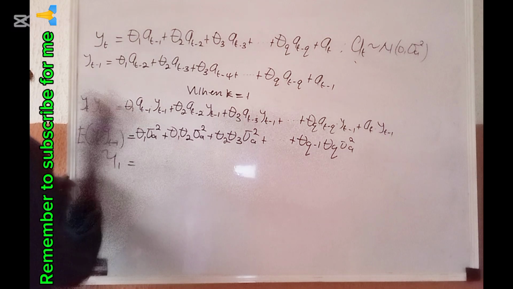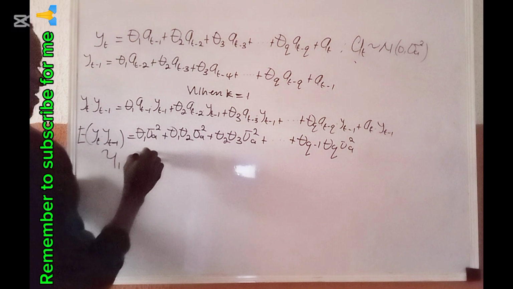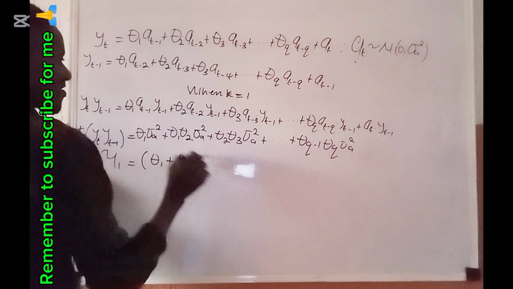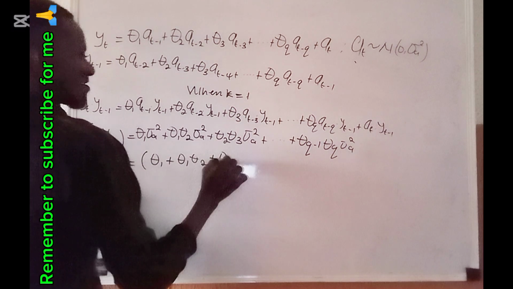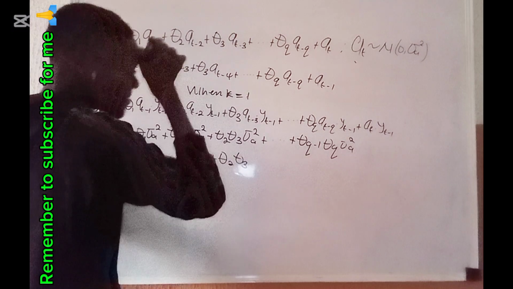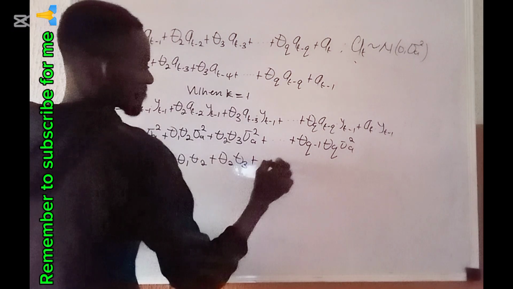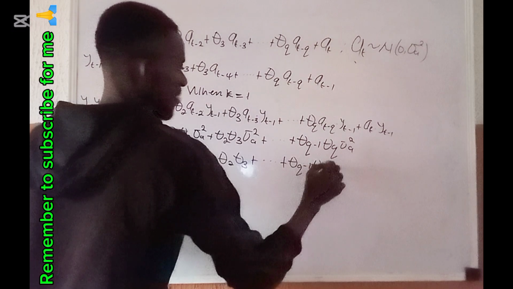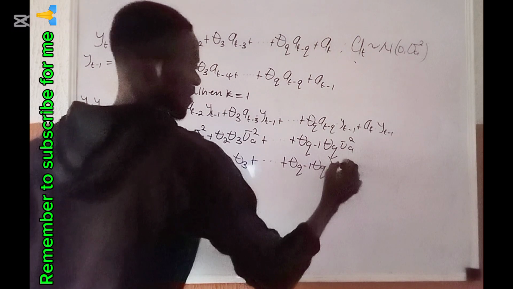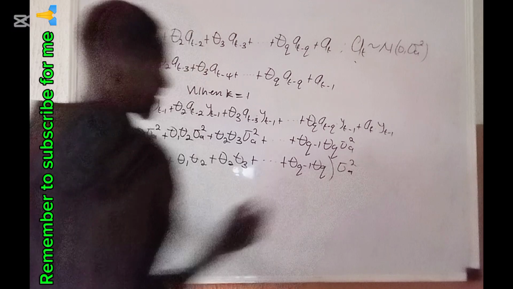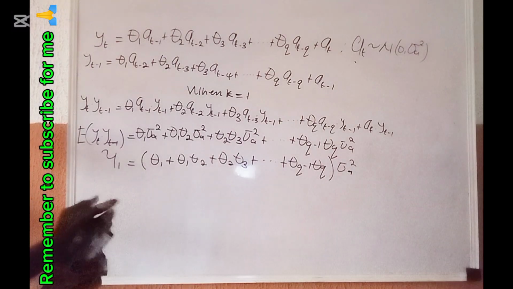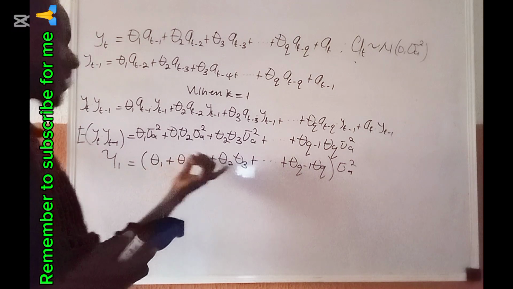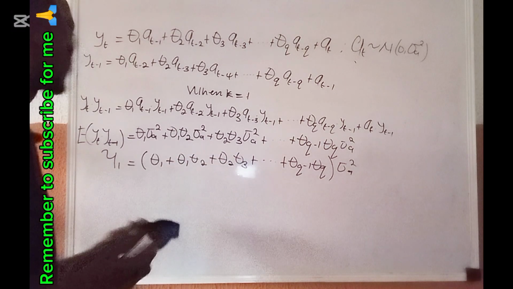So what you are going to have here becomes that you open a bracket. Here you have your theta 1 plus theta 1, theta 2 plus theta 2, theta 3, then plus dots plus. You have theta q minus 1, theta q, you close the bracket, you have sigma squared of a. So here is now the autocovariance at lag 1.